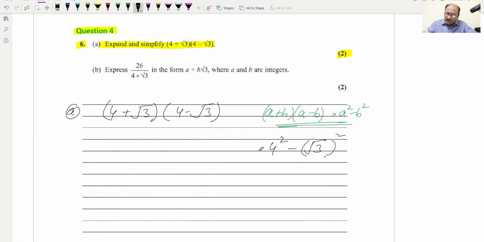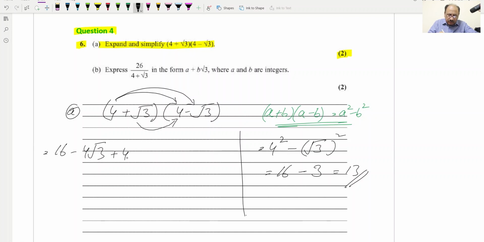This is by the direct formula method, so I will solve here, and this will be equal to 16 minus 3, which is equal to 13. Now if you are not comfortable with applying the formula, you can just multiply this with this. You will get 16. 4 into 4 will be 16, and 4 into this will be minus 4 under root 3, and then you can multiply under root 3 with 4 and you will get plus 4 under root 3, and multiply this with this, you will get minus under root 3 squared.